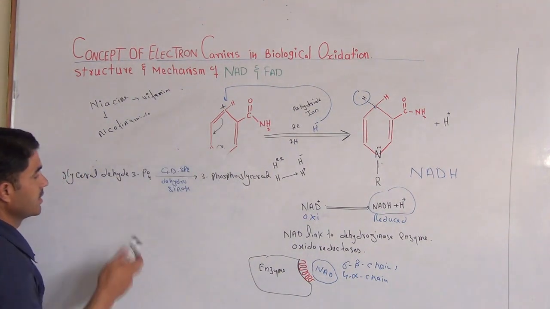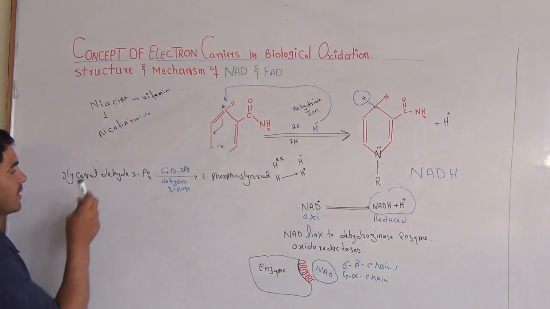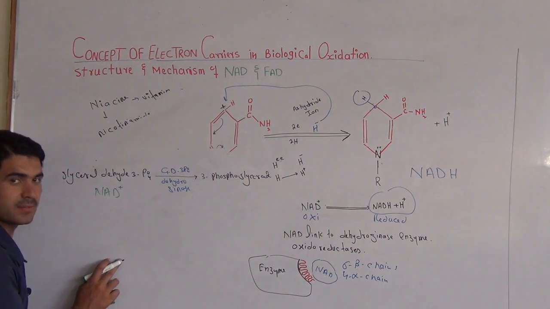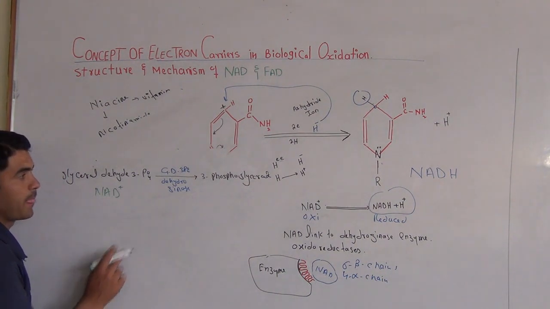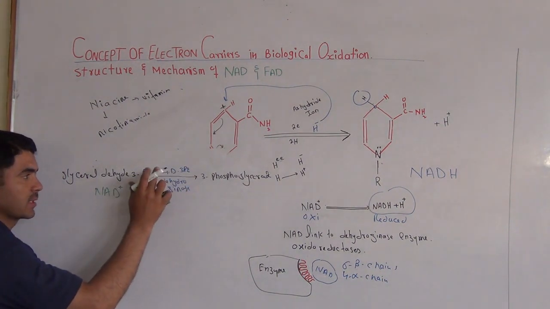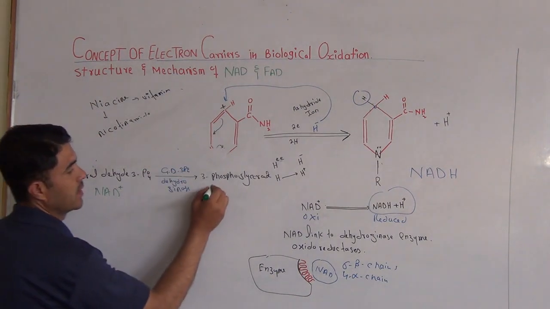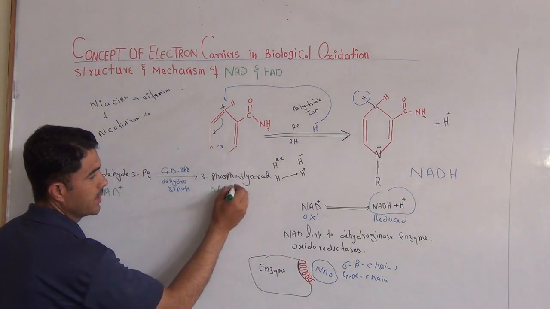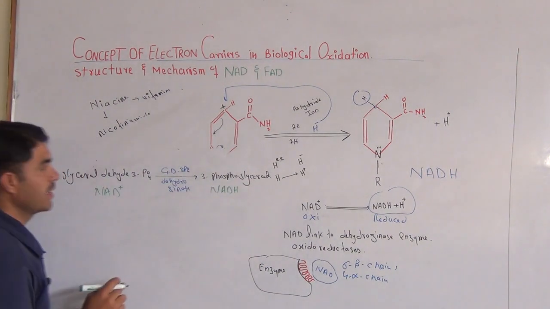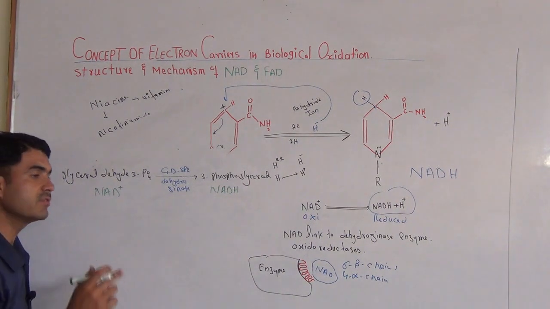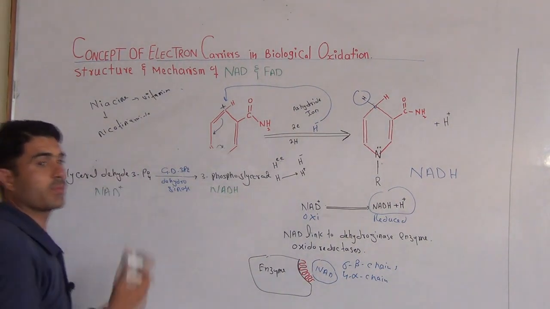Remember, there is NAD plus in oxidized form. With the help of this enzyme, glyceraldehyde 3-phosphate dehydrogenase, the NAD becomes NADH, right? So this is the task, the duty done on the surface of one enzyme.